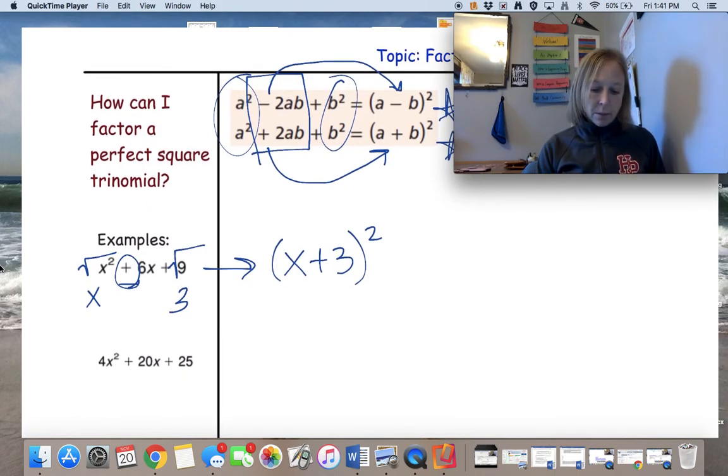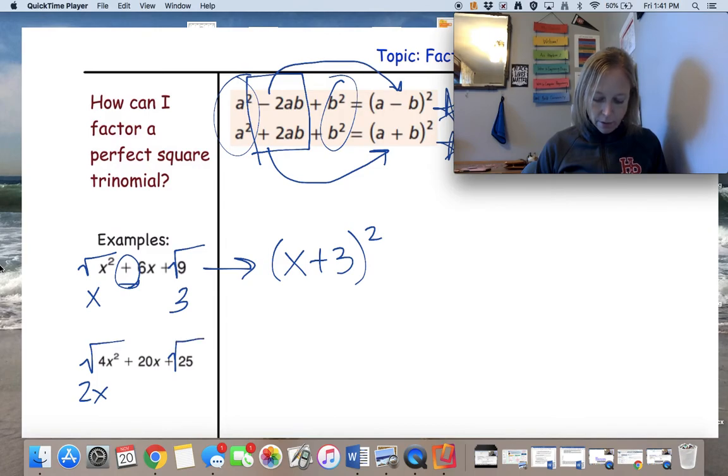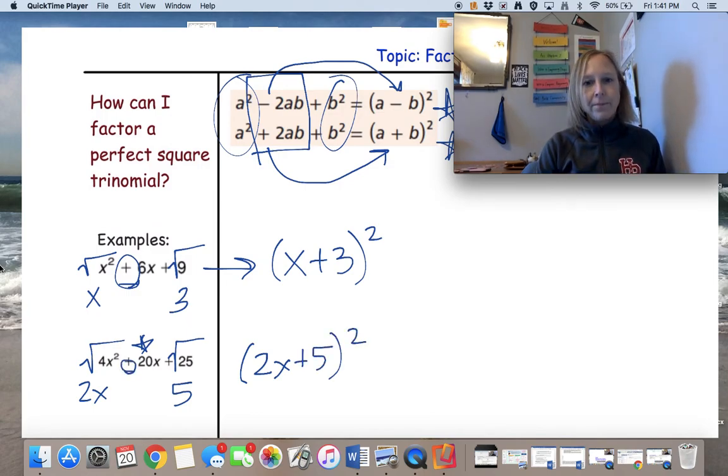Again, we see the speed really come into play when we have a leading coefficient that is not 1. If I take the square root of the front, I get 2x. If I take the square root of the back, it's 5. 2 times 5 is 10. 10 times 2 is 20. That's what's in the middle. This is a perfect square trinomial. So the factored form is simply 2x, I see a plus sign, plus 5, quantity squared.